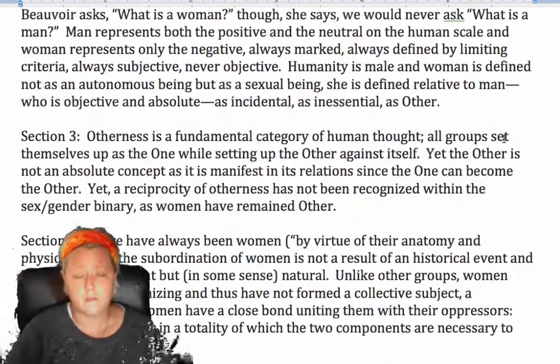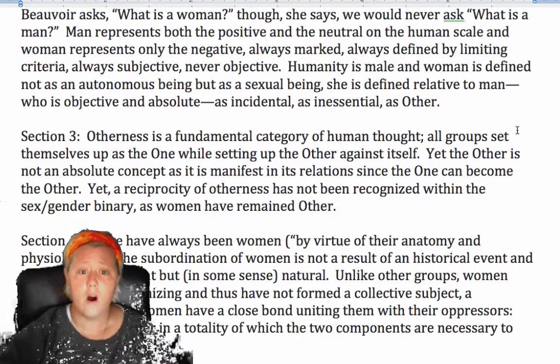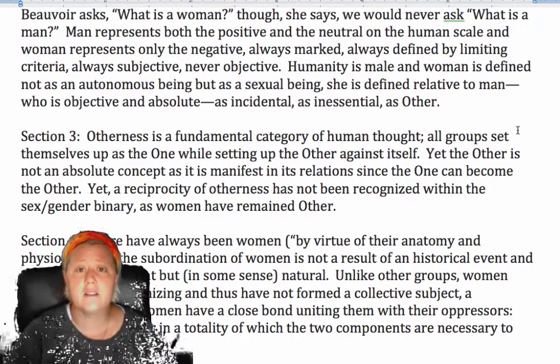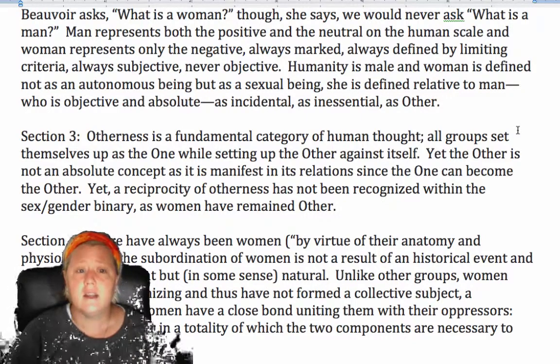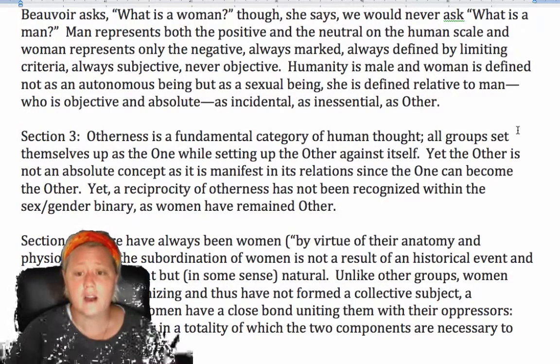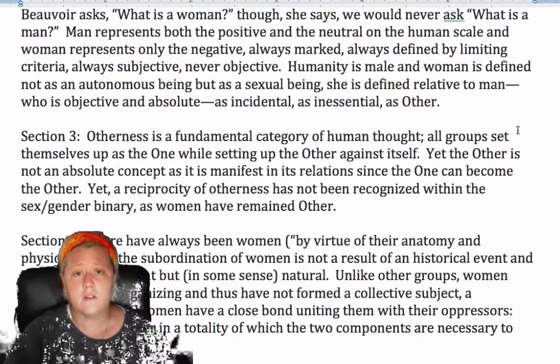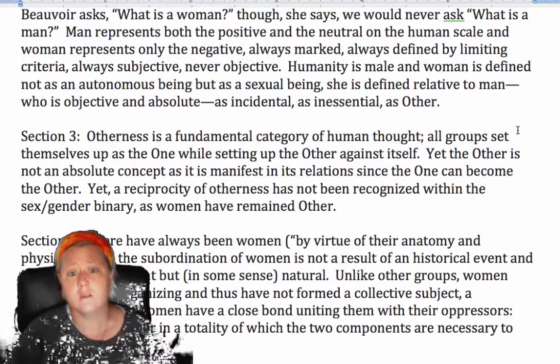In section 3, Beauvoir argues that otherness is a fundamental category of human thought. All groups set themselves up as the one while setting up the other against itself. Yet the other is not an absolute concept, as it is manifest in its relations, since the one can become the other. Yet a reciprocity of otherness has not been recognized within the sex-gender binary, as women have remained other. This is likely fairly confusing, but I'll go into more detail on this in the next part.